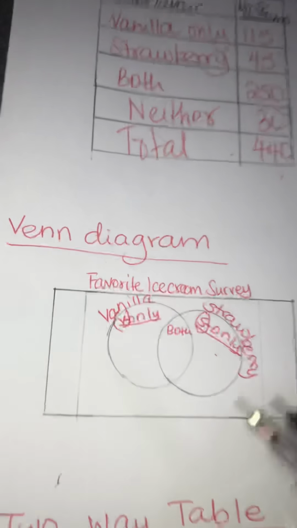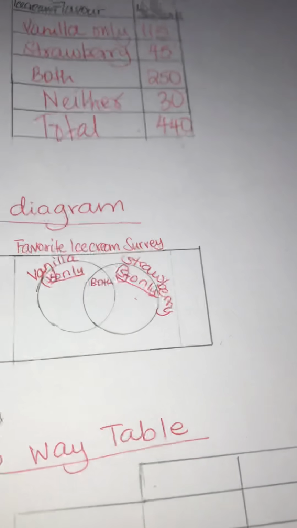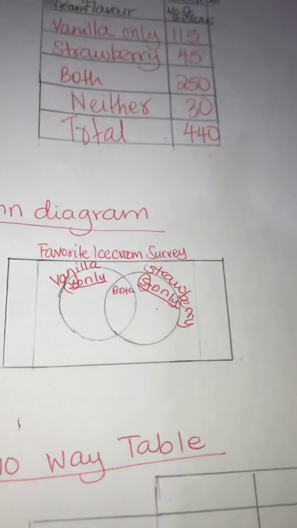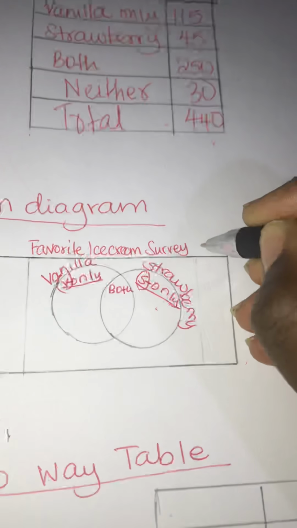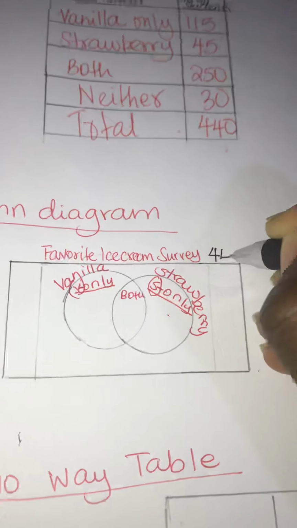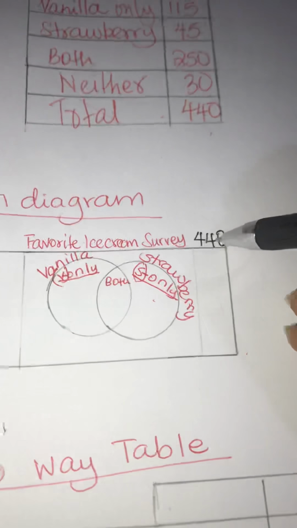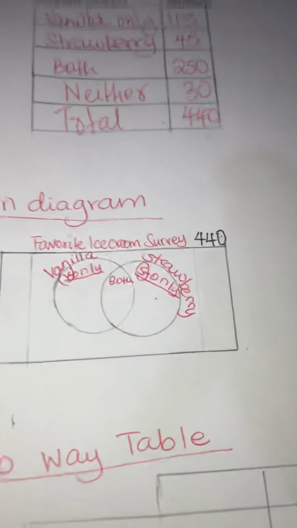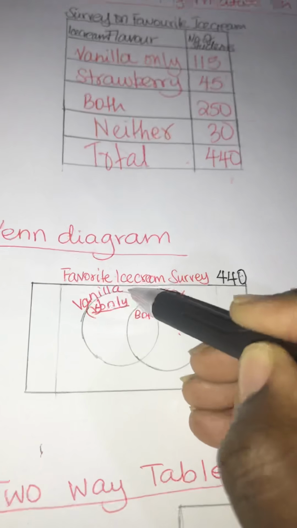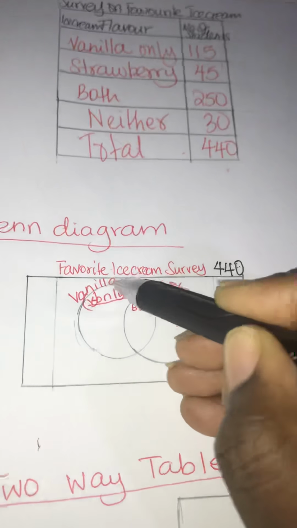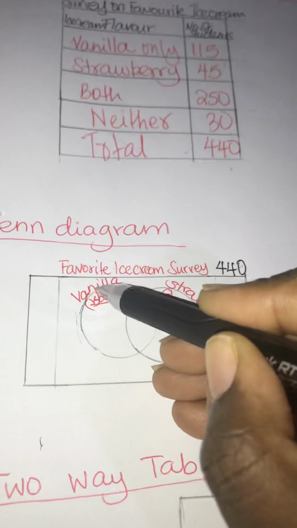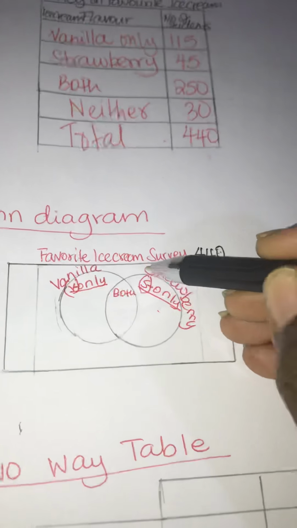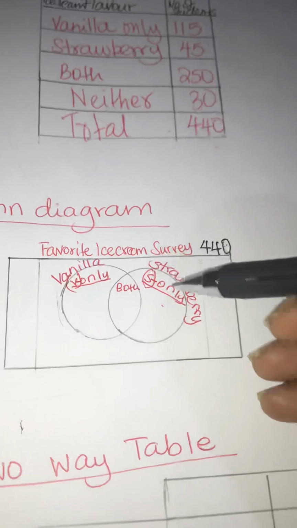Now, we will do here. Favorite ice cream. I get my black pen. Favorite ice cream survey. You must put your total over here. The total has to go here. If you don't put it here, it will be wrong. Now, this, you label your circle. The whole of this circle is vanilla. The whole of this circle is strawberry.